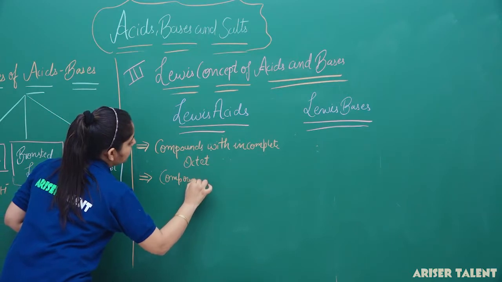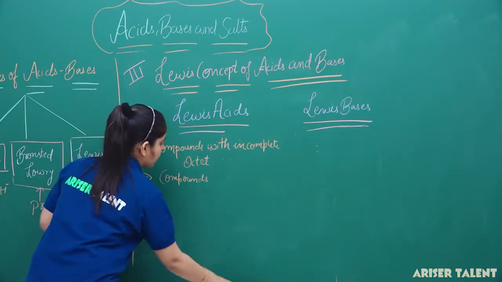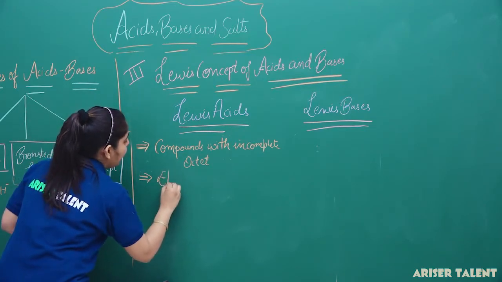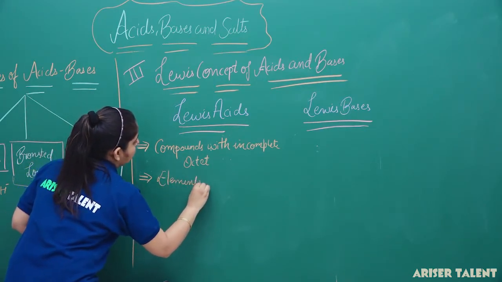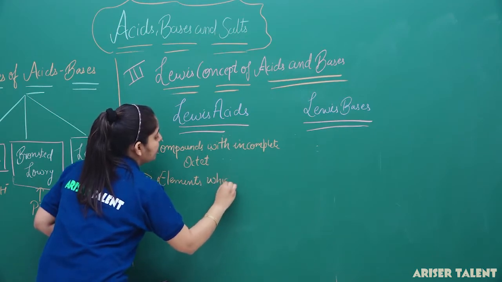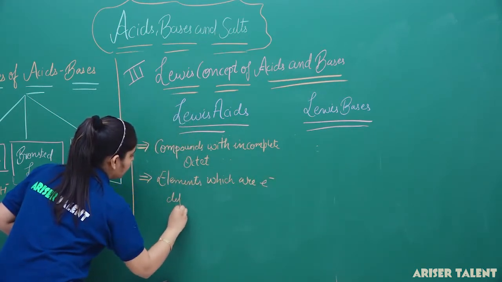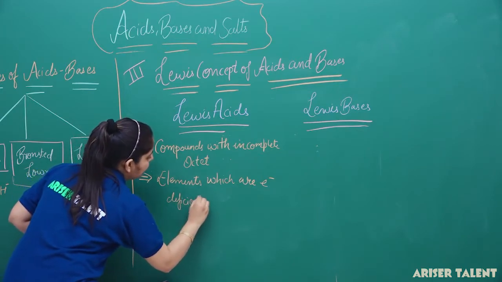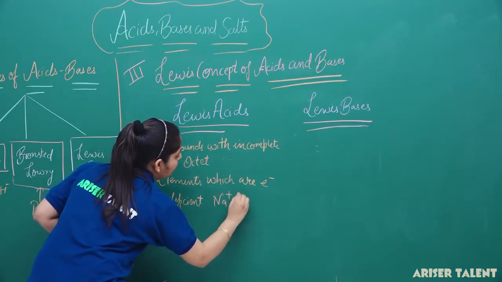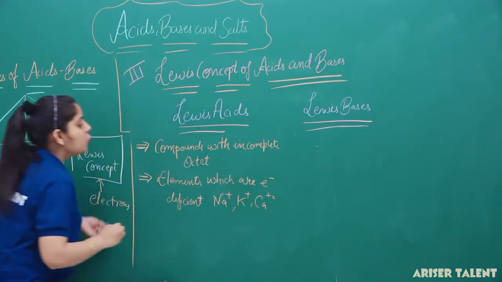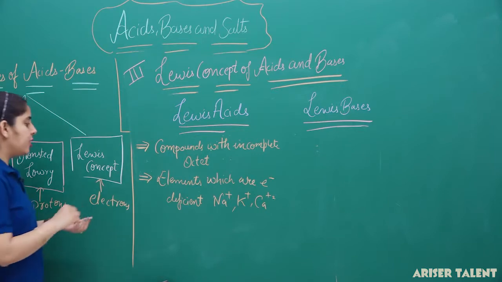Secondly, elements which are electron deficient, such as Na+, K+, Ca2+. So these are the elements which are electron deficient.